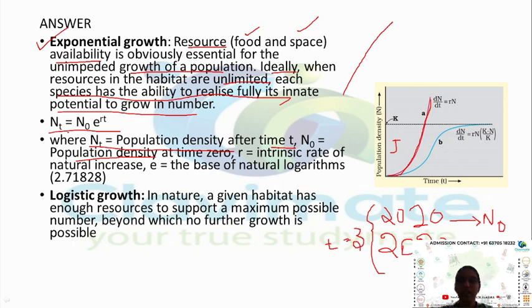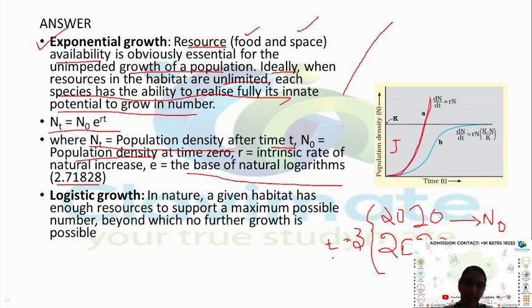So the formula is Nt equals N0 into e to the power r into t. Here e is a constant, the base of natural logarithms, which is approximately 2.7. You have to write it here, and the whole to the power r into t.